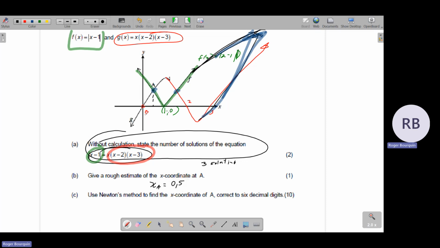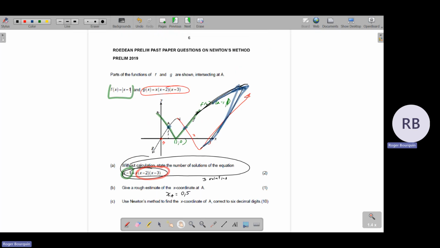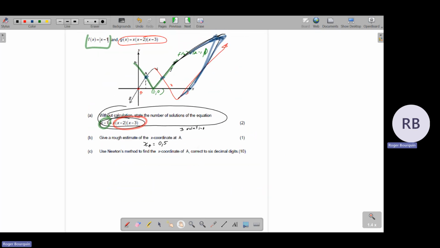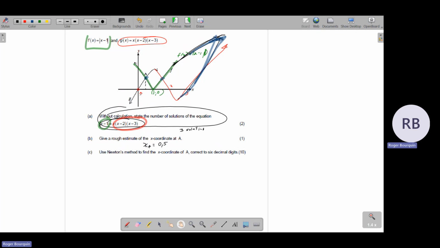Now it says, use Newton's method to find the x-coordinate of A, correct to 6 decimal digits. So guys, when you're using Newton's method, what Newton's method does is it finds x-intercepts of a curve. In order to find A, you're not finding the x-intercept of any graph, as it stands. So what you have to do is get a function for your points of intersection, and then find the x-intercept of that new function.